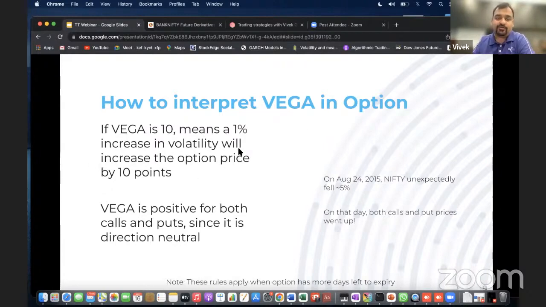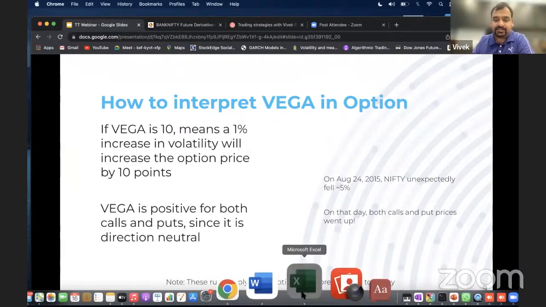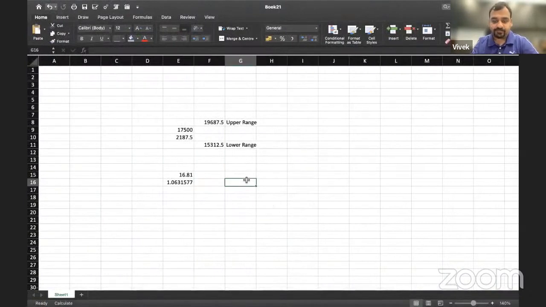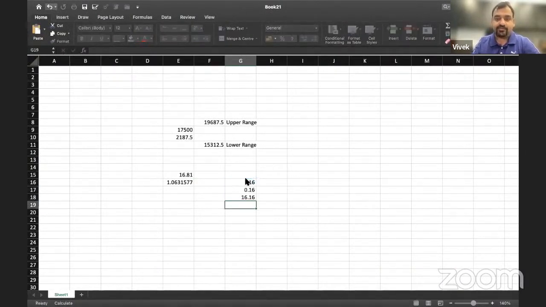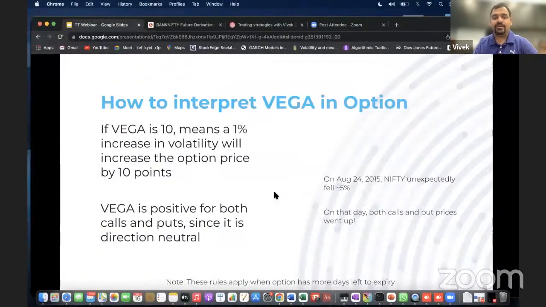So if the volatility is say 16, and 1% of that is basically nothing but 0.16. So if the vol goes to 16.16, that's a 1% move, and that will increase the option price by 10 points.